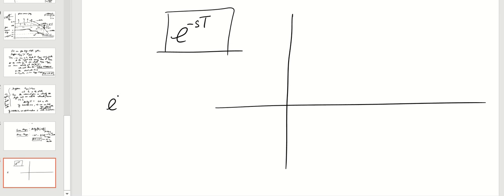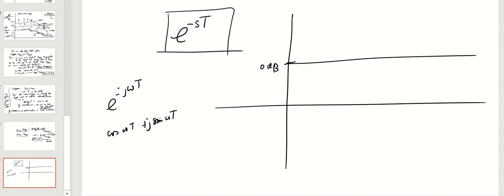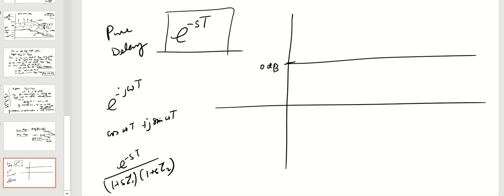Clearly, if you replace this with e to the power minus j omega T, this is just cos omega T minus j sine omega T. So the magnitude is going to be 0 dB only. It's not going to budge an inch. It's not going to contribute anything. So this is a pure delay. So you can have a transfer function, let's say e to the power minus sT over (1 plus s tau 1) into (1 plus s tau 2).